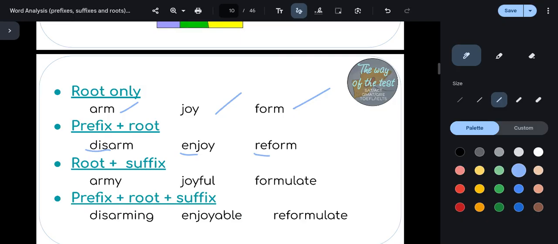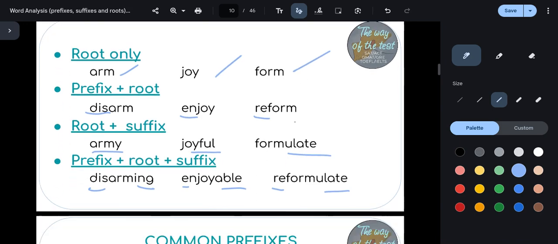Remember, we can have more than one prefix. We can have two prefixes and then the root. And then we can have a root plus a suffix. We have army, joyful, formulate. And we can also have it on both sides. We have prefix, root, and suffix, like disarmament, enjoyable, or reformulate. Remember, any of these combinations are possible. And the idea is that you are aware of these possibilities. So when you are looking at a word that you don't know, that you have never seen before, you can take it down into little parts that you may recognize.